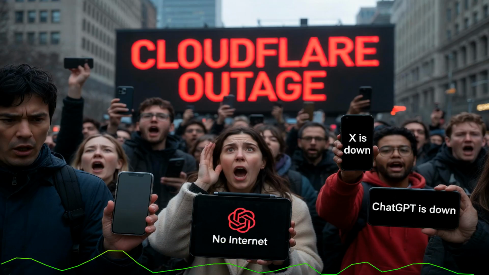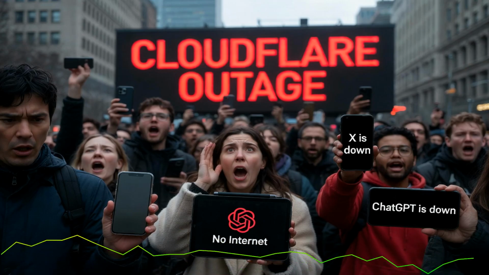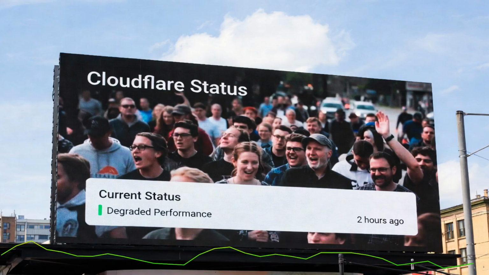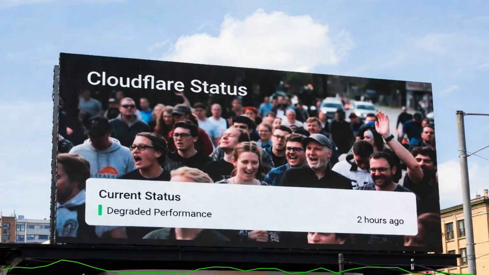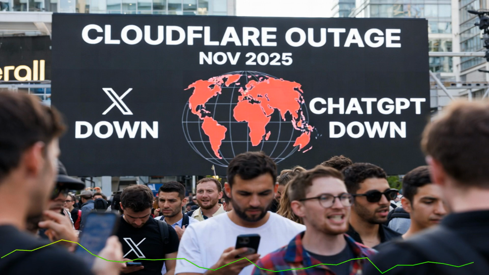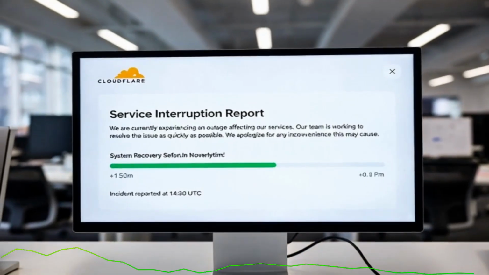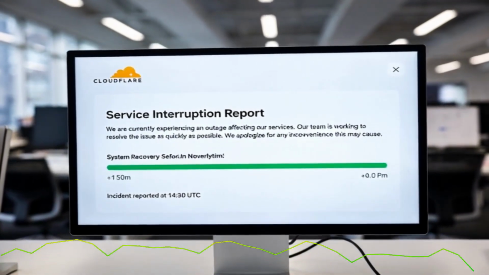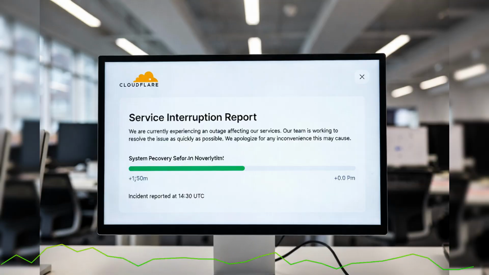This is the control plane nightmare. You have no levers to pull. You are completely at the mercy of the vendor's recovery time. Scenario B, the CI/CD pipeline trap. Consider a SaaS company using Cloudflare workers to render their front end. They have a CI/CD pipeline that deploys a new version of the worker on every Git merge.